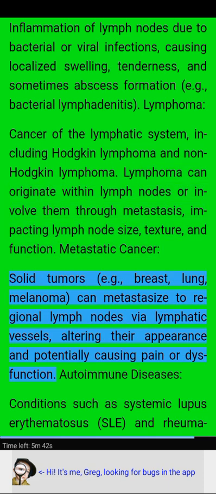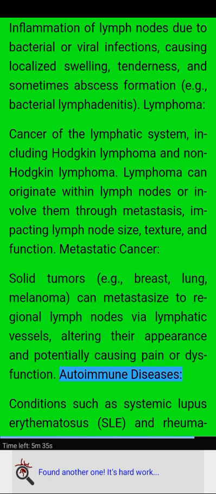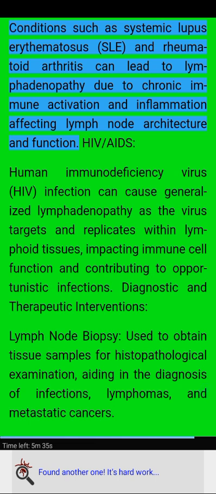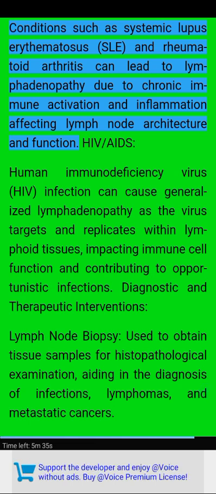Metastatic cancer. Solid tumors, e.g., breast, lung, melanoma, can metastasize to regional lymph nodes via lymphatic vessels, altering their appearance and potentially causing pain or dysfunction. Autoimmune diseases. Conditions such as systemic lupus erythematosus (SLE) and rheumatoid arthritis can lead to lymphadenopathy due to chronic immune activation and inflammation affecting lymph node architecture and function.